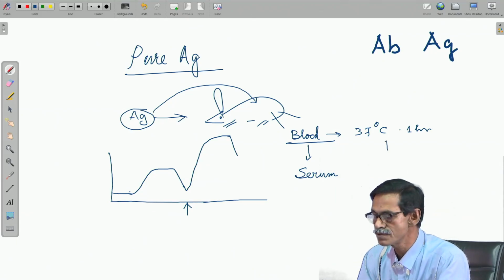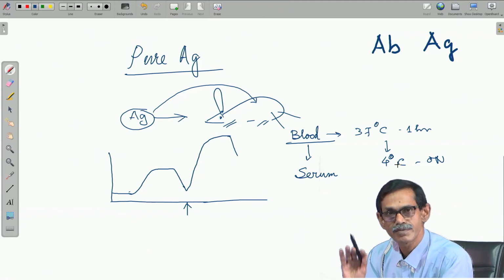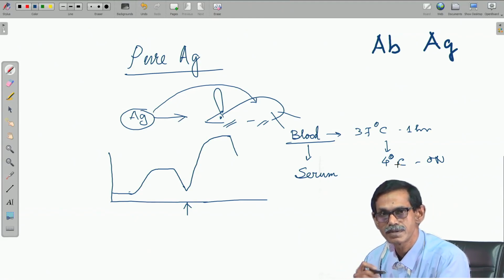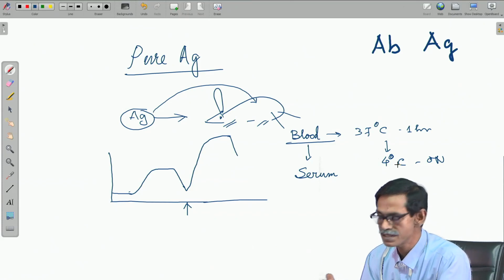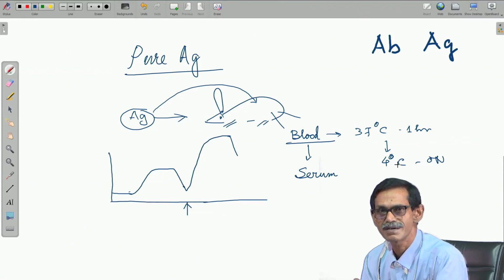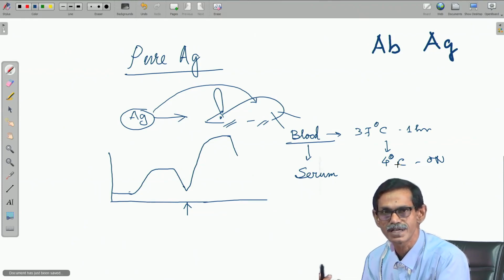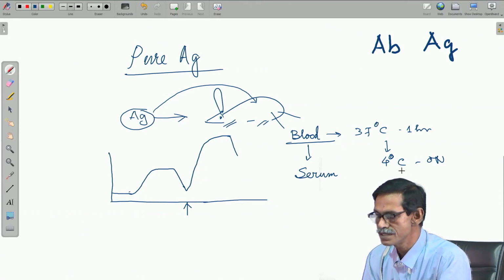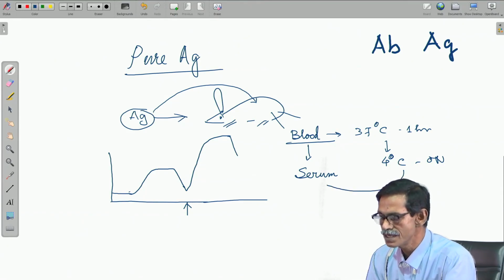After 37, we keep it at 4 degrees centigrade overnight, and next day we centrifuge the cells and collect the fluid slowly without disturbing much, because if you disturb it then RBC will lyse and it will take an unnecessary red color. You can avoid that by handling gently. So, after the 4 degree, you centrifuge and collect the fluid, that is serum.